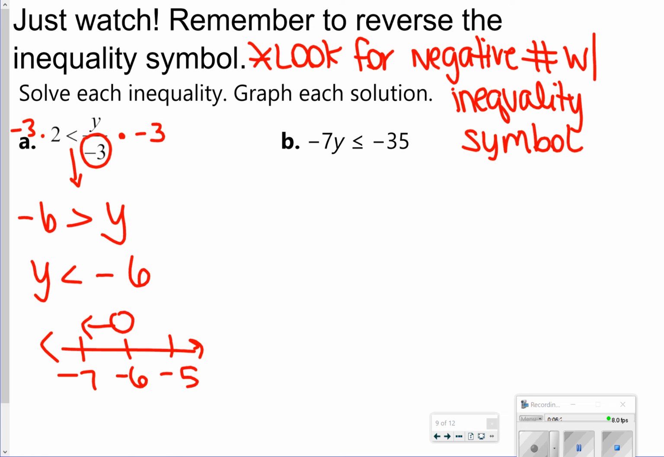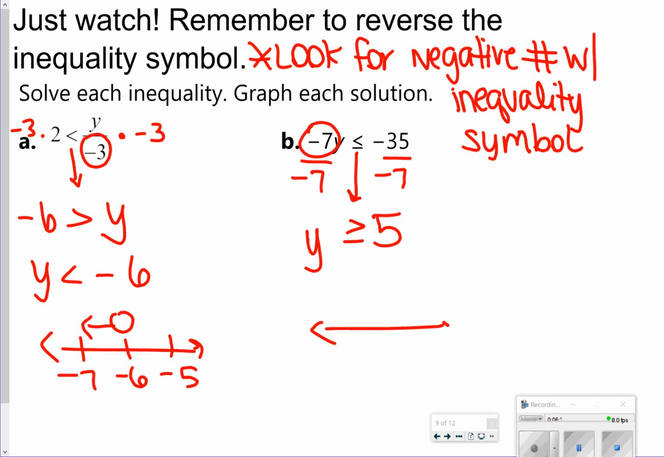For letter B, if I divide both sides by -7, again, I have a negative number, so I need to reverse my symbol to be greater than or equal to. So y is actually greater than or equal to +5. Again, on my graph, I have 4, 5, 6, and closed circle pointing right. Okay, so look for the negative number with inequality symbol, and that just means you need to switch it.